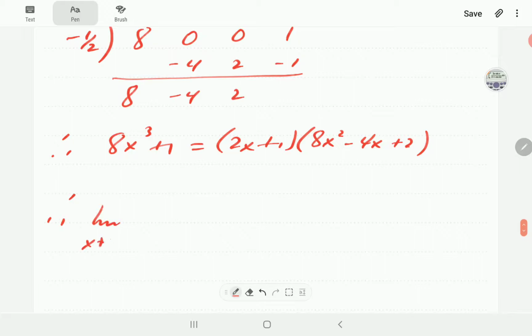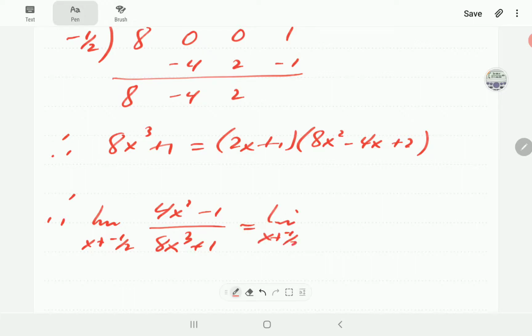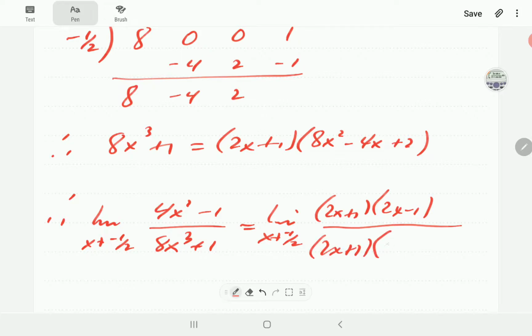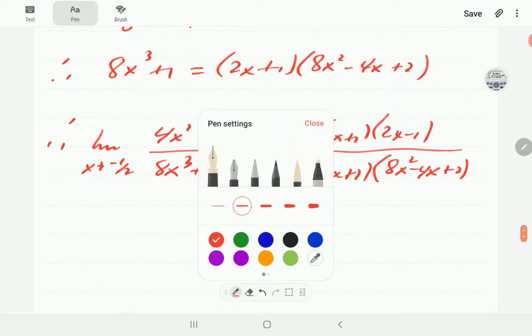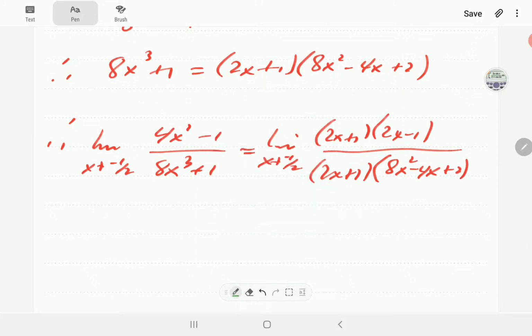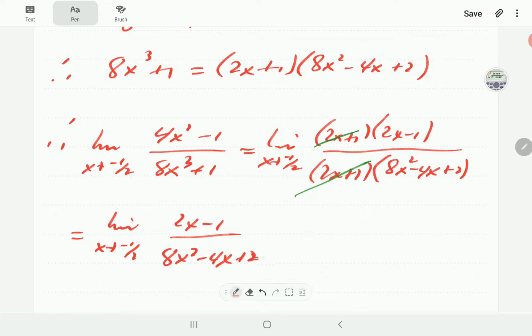So our limit we can write as follows: the limit as x goes to minus half of 2x plus 1 into 2x minus 1, all divided by 2x plus 1 into 8x squared minus 4x plus 2. And then, of course, since x is not equal to negative half, we can cancel this out, and this we can write as the limit as x goes to minus half of 2x minus 1 over 8x squared minus 4x plus 2.